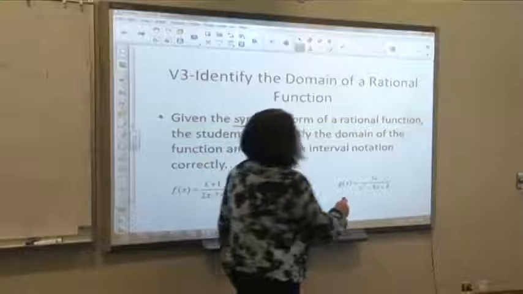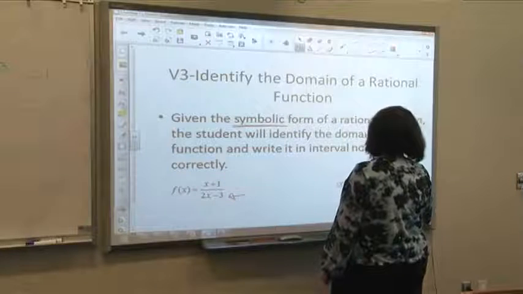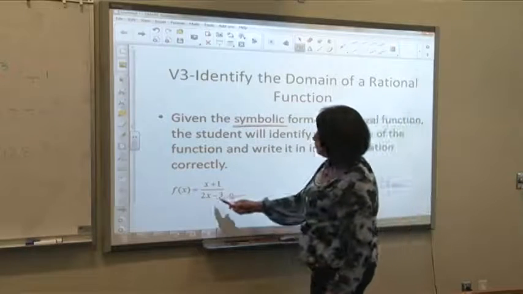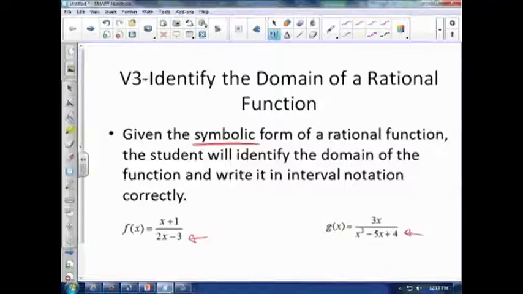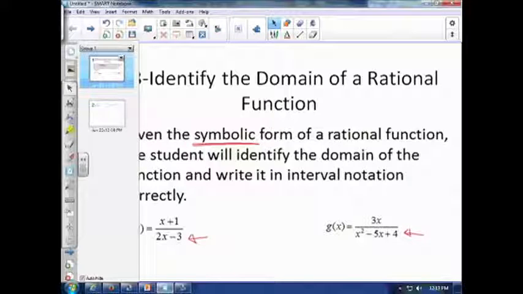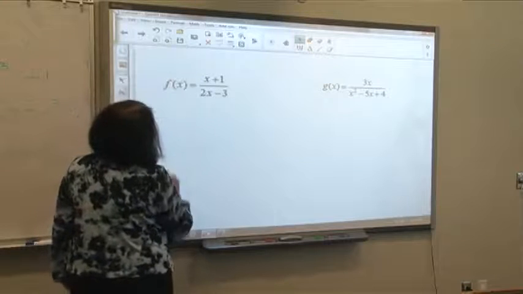And the same for this one. So we're going to take the denominator and set it to equal 0 to find out what makes it 0, so we can exclude that from the domain because we can't have 0. So let's look at those two examples here.